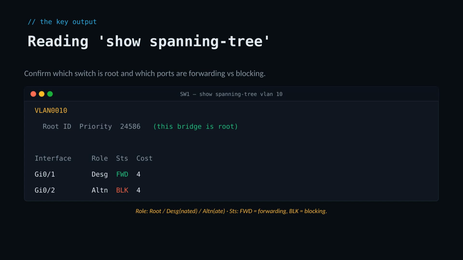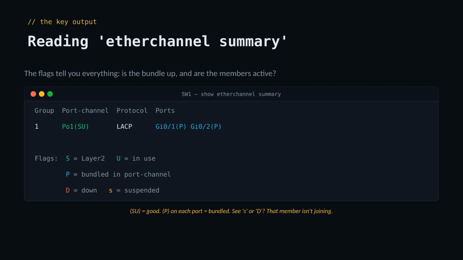Now we shift from spanning tree to the bundle itself with show etherchannel summary. The flags in parentheses are where your eyes should land first. On Po1 we see S and U, Layer 2, and in use, so the port channel is up and doing its job. And next to each member, Gi0/1 and Gi0/2, that capital P means bundled. If you ever see a lowercase s for suspended or a D for down next to a member, that's your red flag. The link is there, but it isn't joining the bundle.